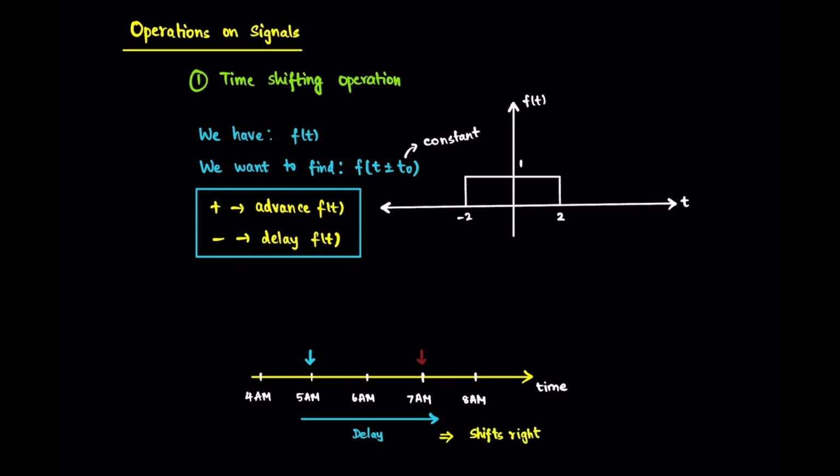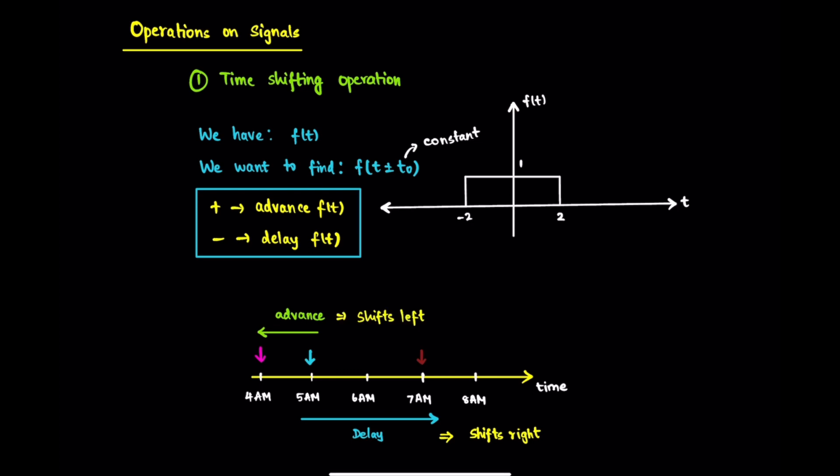Now let's say you want to wake up at 5 am but you woke up at 4 am itself. So you are advancing your time of sleep by 1 hour. Similarly, for signals, if you try to advance the signal, it will shift from right to left. The signal is getting advanced if it shifts left, and if it shifts right, the signal is getting delayed.